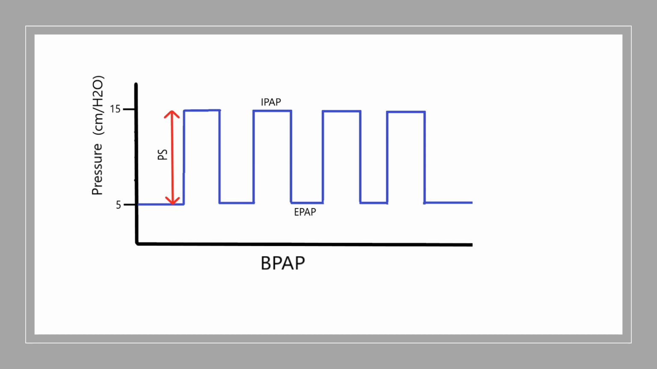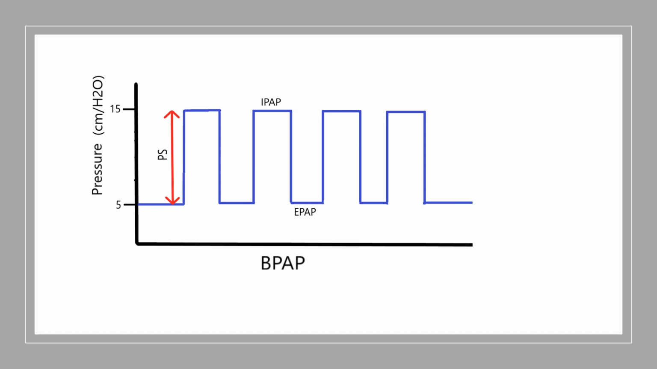The graph that I have on here is not really that representative of the dynamic changes that are occurring when the patient's on BiPAP. I just wanted to use this as a very simplified version to start with, to give you an example of what fundamentally is occurring, which is this oscillation between two pressures. And that change in pressure, that oscillation between your EPAP and your IPAP, is known as pressure support.